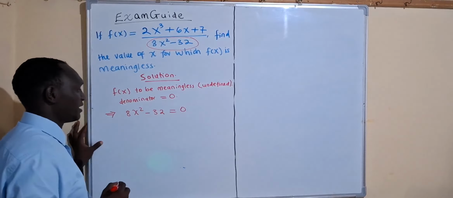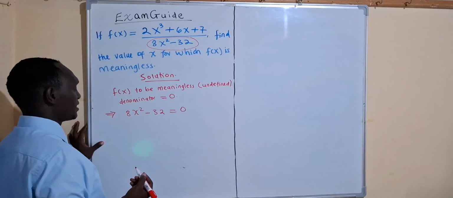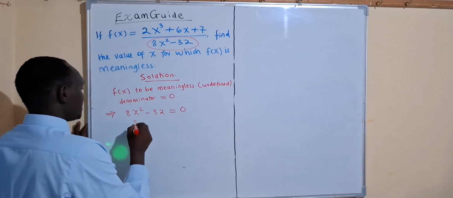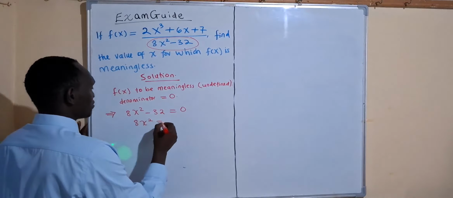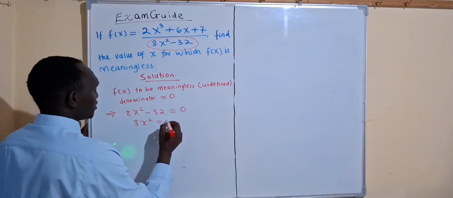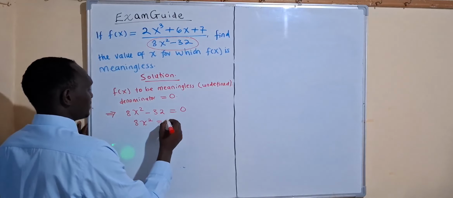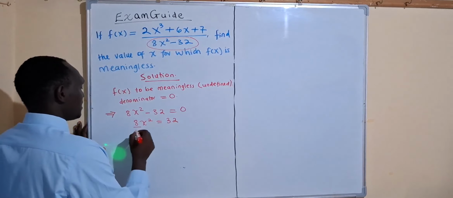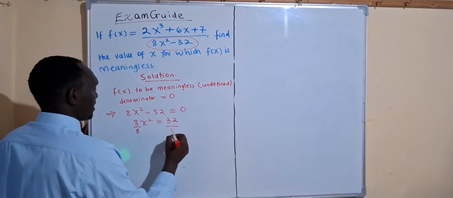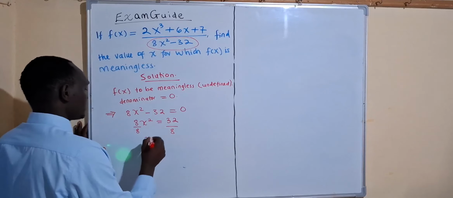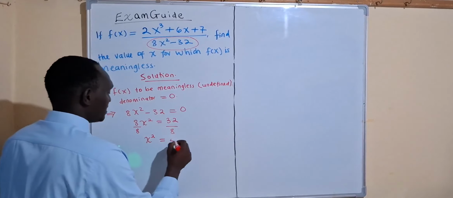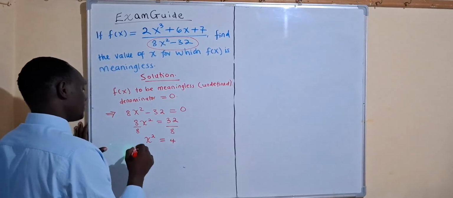What is the next step here in mathematics? We just need to collect the like terms and simplify. And by that we mean, we shall just say 8x squared equals, if I take 32 to that side of the equation, it becomes positive. Therefore, 32 plus 0 is 32. Then we divide both sides by 8. x squared equals, what is 32 divided by 8? It is 4.